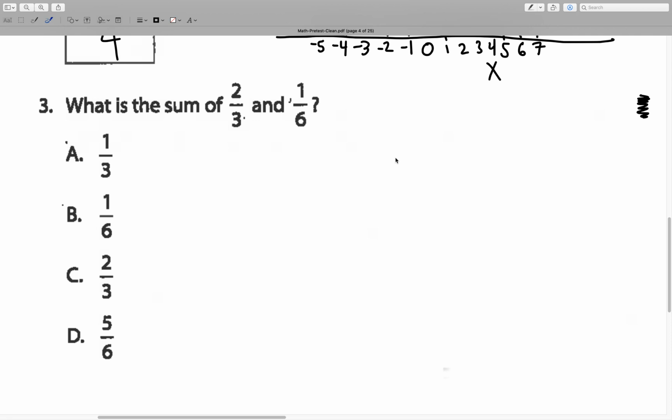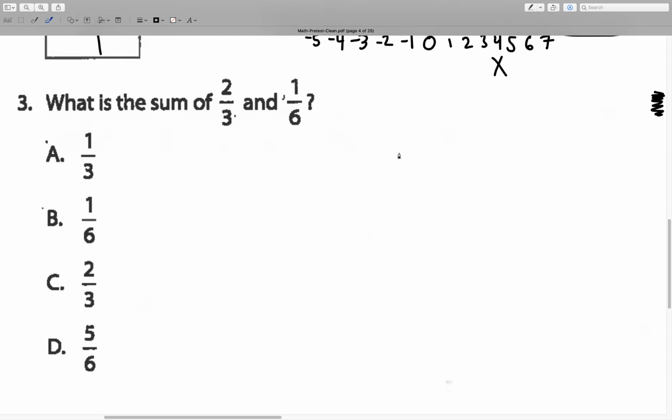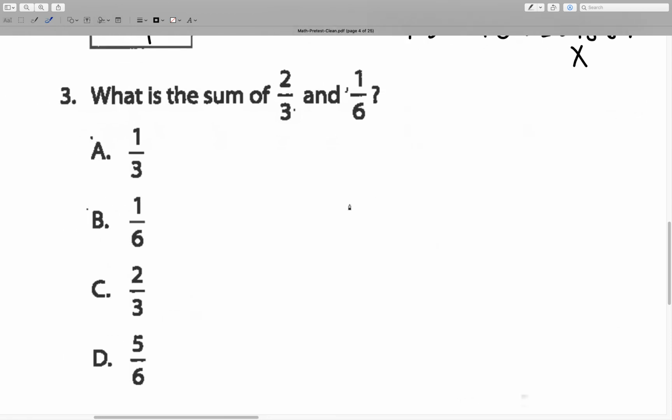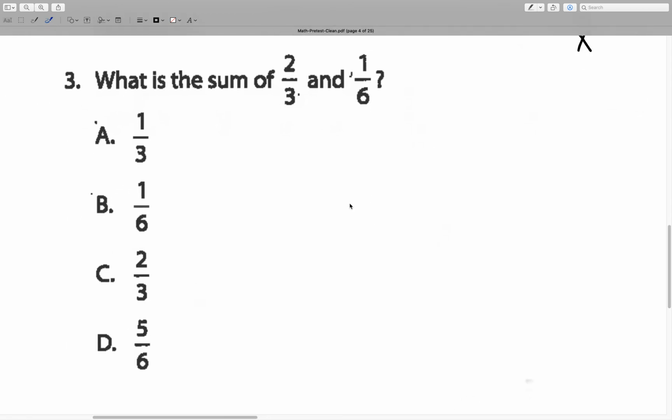Right. What about Sterling? Go ahead, Sterling, if you could read this one right here. What is the sum of 2/3 and 1/6? Exactly. Right. In reading fractions, you said it perfectly.